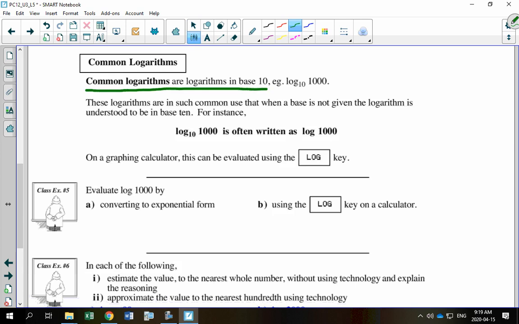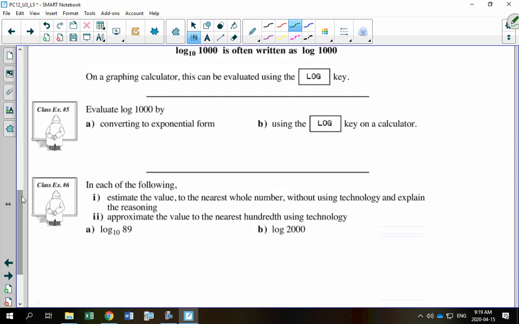These logs are in such common use that when a base is not given, the log is understood to be base 10. They're used so often that we actually don't even write it. So for instance, if we have log base 10 of 1,000, we just write it as log 1,000, and it's implied that little base is 10. And if you use your graphing calculator, when you press that log key, it works in base 10, which is important.